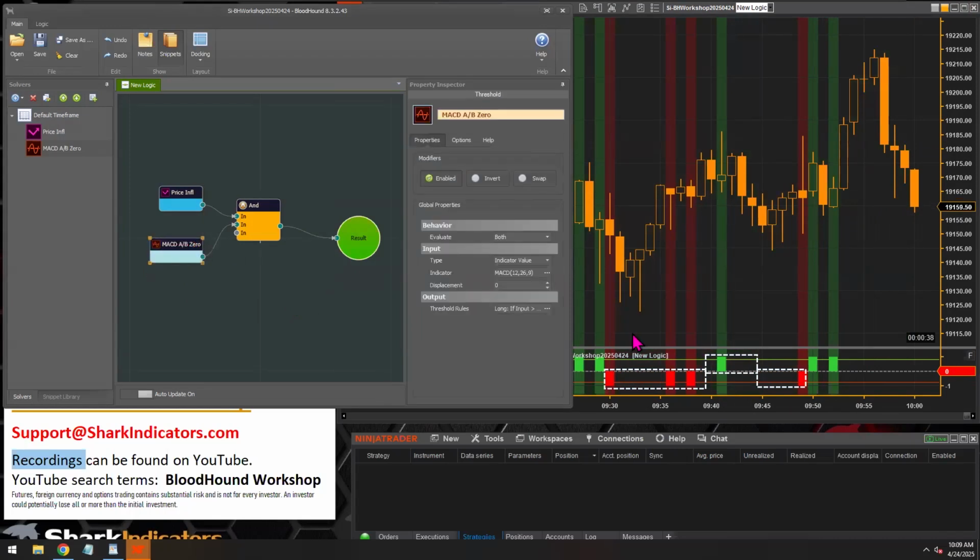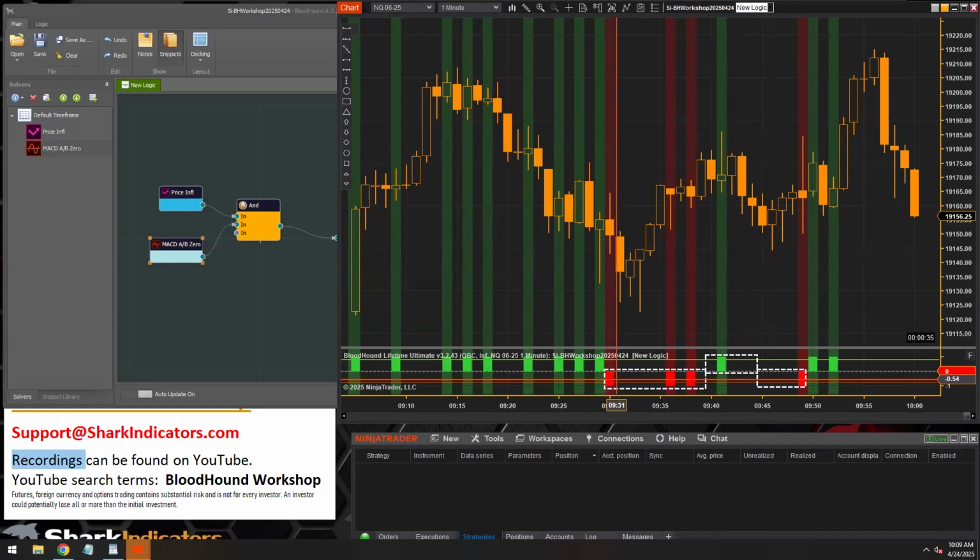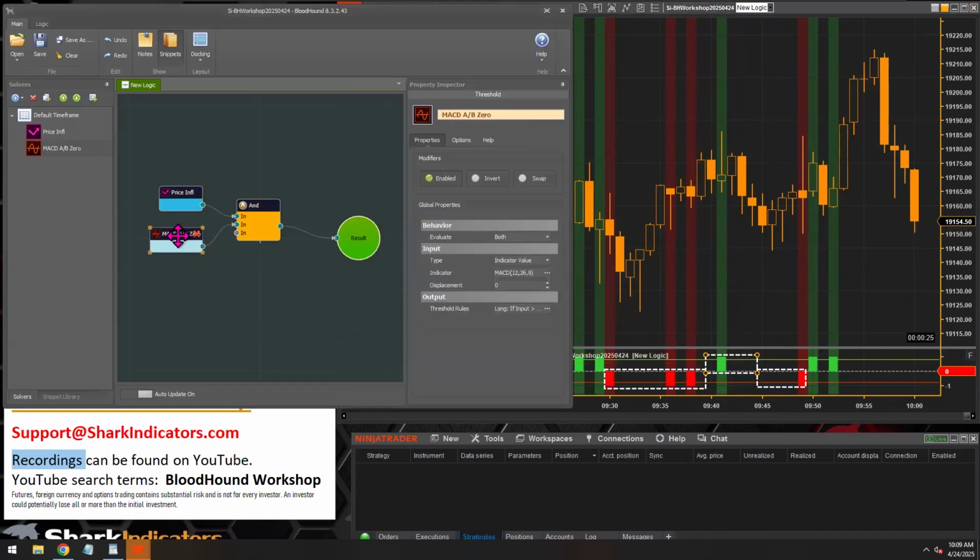And so there we go. Now we can see we only get short signals when the MACD is short, and we only get long signals when the MACD is above 0, or long. Pretty straightforward there. So these are just some example signals that I can work with.